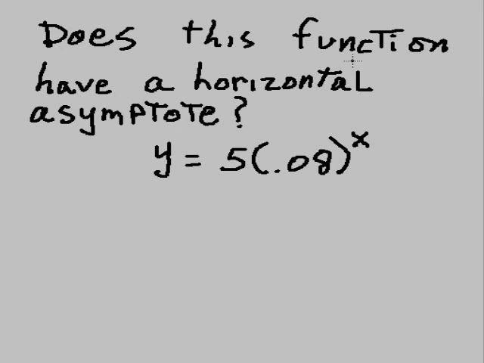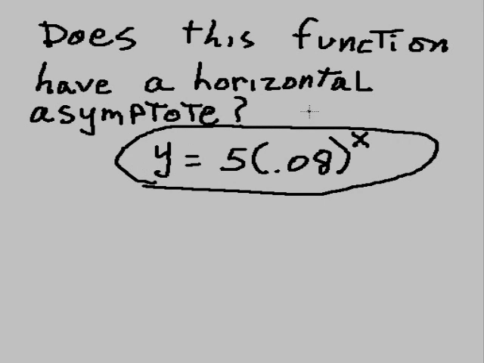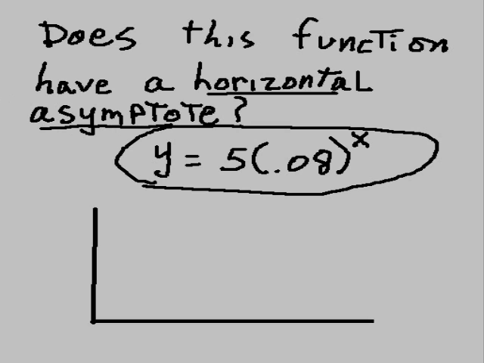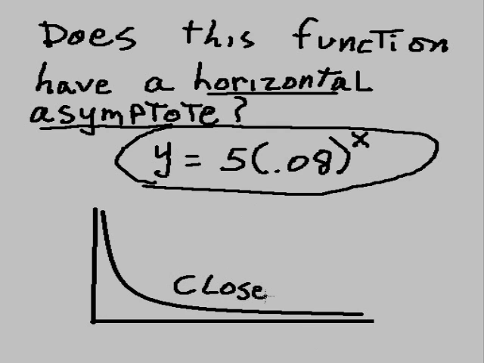Question: does this function, this one here, does this function have a horizontal asymptote? Well, first off, what's an asymptote? If you have a graph that's like this, see how it sort of comes closer and closer and closer to the x-axis, but never touches it.